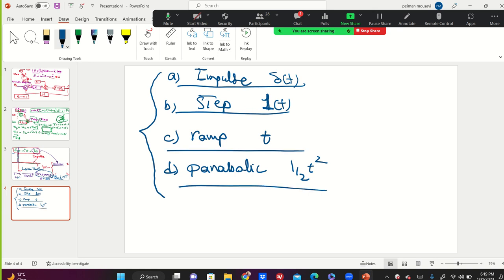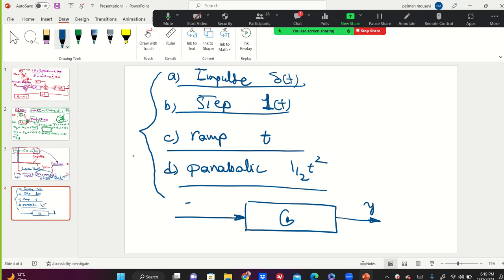We're going to apply these inputs to the system based on the block diagram I showed you. On the other hand, if I cut a part of the pendulum that I showed you, this was G, the plant, and this is the output of the system. I'm going to apply impulse to the system to see how the system behaves. Then I'm going to apply step, then ramp, then parabolic, but in the frequency domain, in the S domain. Okay? Clear, guys?